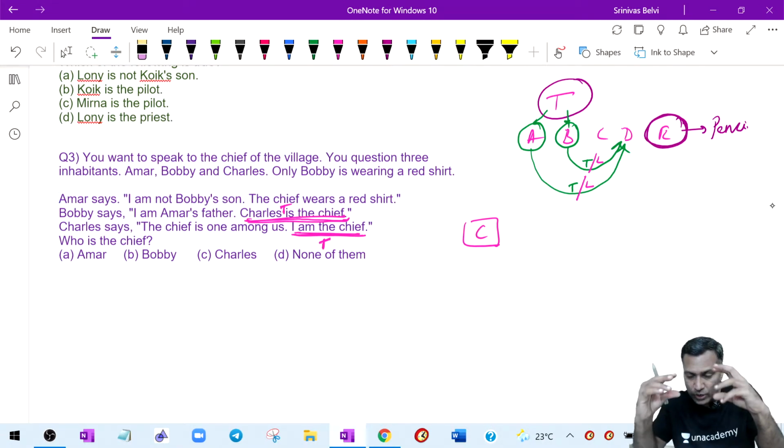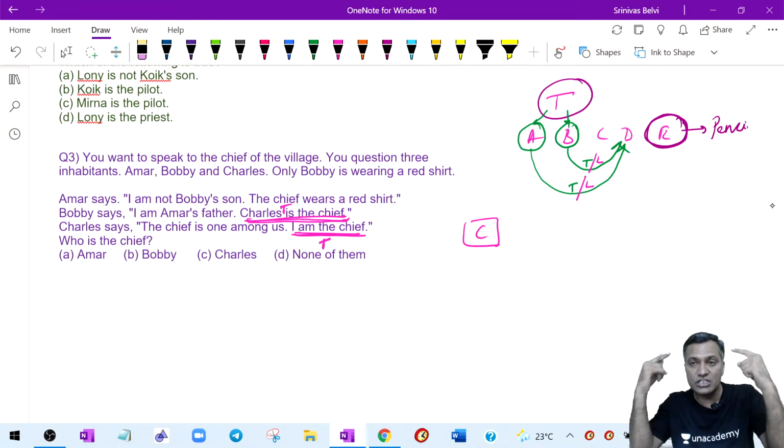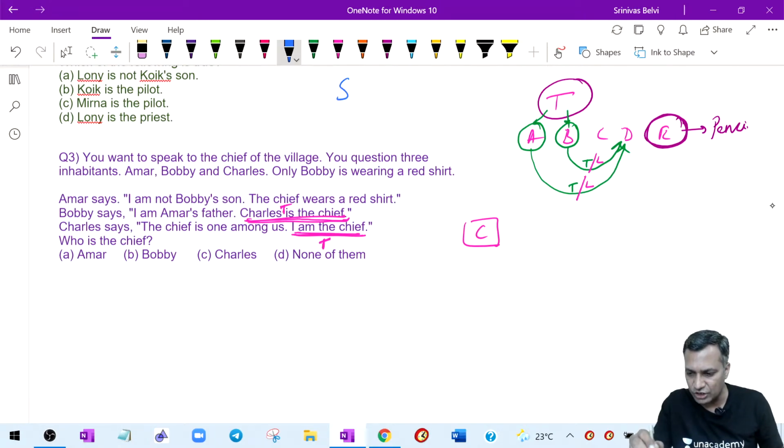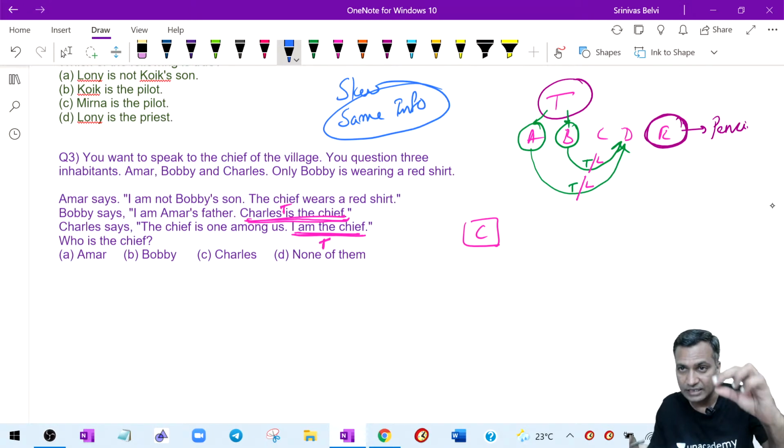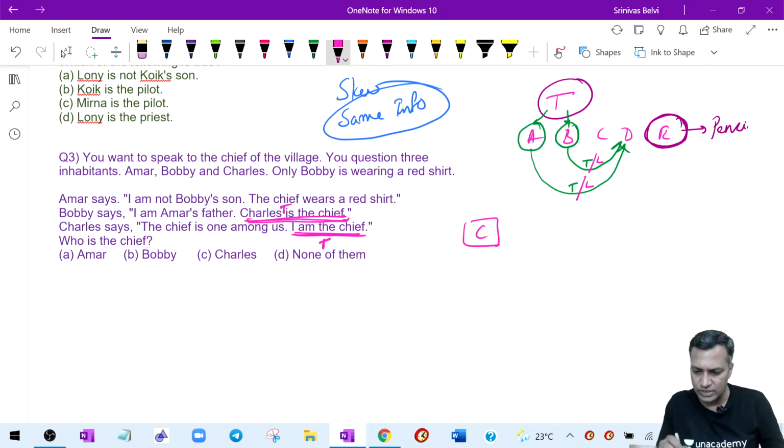These are the intentions with which you read. First you read for the skewness, then you read for the same information being said by more than one person. That's two people telling the same thing or three people telling the same thing. That's what you are trying to find. So now he's trying to say that the chief is one among us.